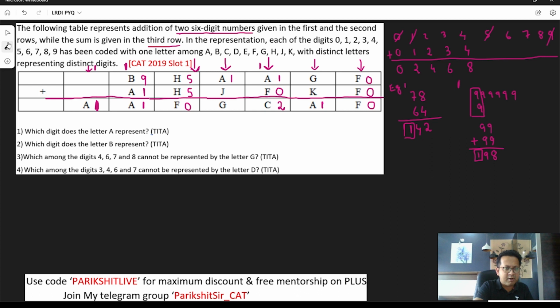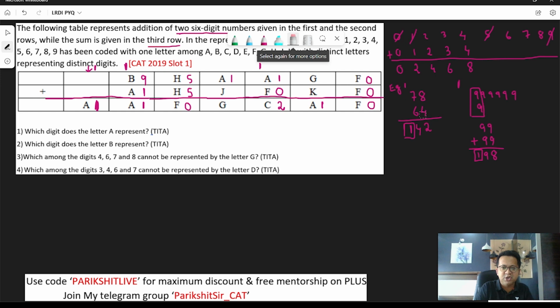So I'm just going to rub a bit so that it looks neat and clean, right? I hope you are following. Now every alphabet is represented by a unique digit, correct? Okay. Now we need to go ahead further and figure out the remaining ones.